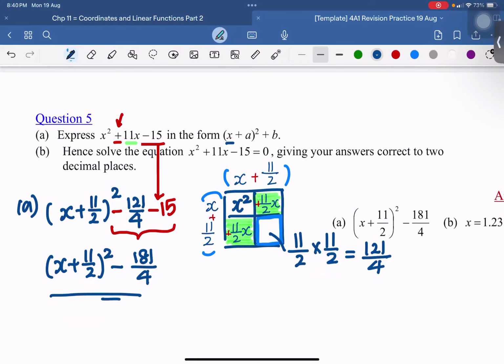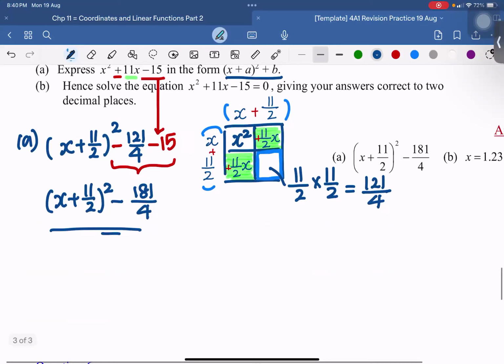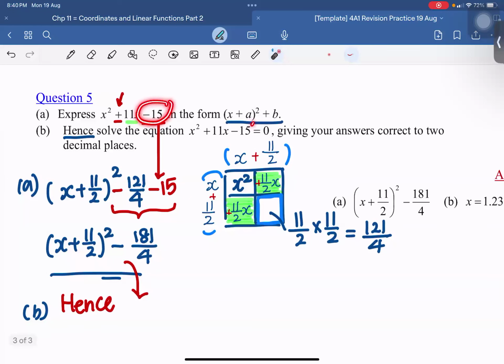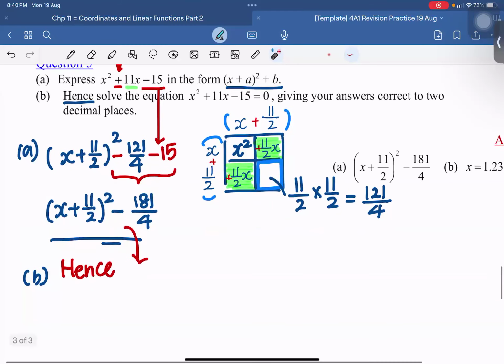So the moment you see this, it means do completing square. Follow. Part B, it says hence, means I cannot use the formula. I have to use this answer. Hence, right? So use this answer. They say the whole thing equals to 0. Please check. Sometimes the number here, they might change a little bit, or it's not equal to 0, it's equal to another number. So you must watch out in case anything might be a little bit different. Okay, so since they want this, I'm going to use this whole thing.